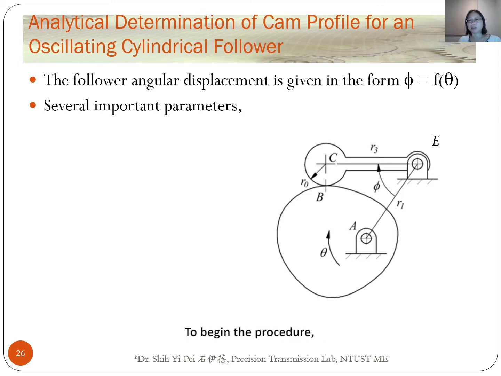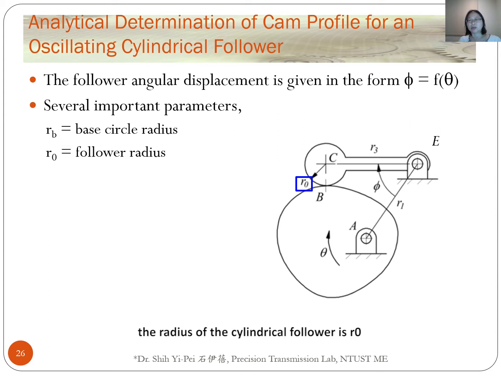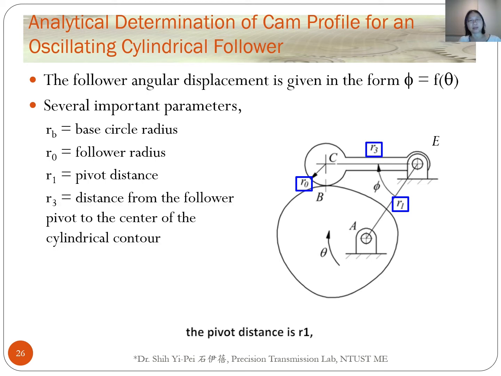To begin the procedure, we will give several main parameters for determining the cam profile. The base circle radius is RB. The radius of the cylinder follower is R0. The pivot distance is R1. And the distance from the follower pivot to the center of the cylindrical follower is R3.